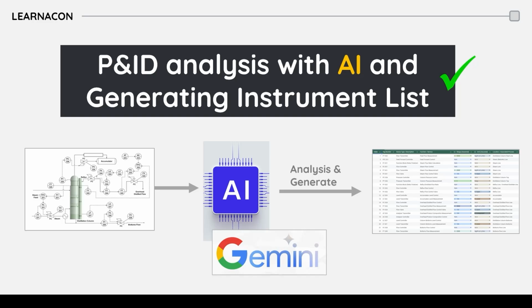using AI in industrial automation. If you are an automation or INC engineer working on engineering design of a process plant, it is very typical to deal with piping and instrument diagrams or P&IDs.